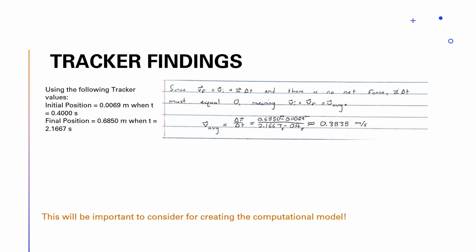Here are some important findings from the experimental model. On the left, you can see the initial position and final position as Tracker found them. Because final velocity and initial velocity are assumed equal, since there are no net forces acting, which means there's no acceleration, then v final is equal to v initial, which is equal to v average. So v average is the change in position over the change in time. And so ultimately we found that v average is 0.3838 meters per second. And that is also equal to v final and v initial, assuming that there are no net forces.